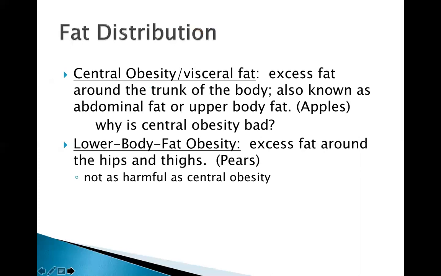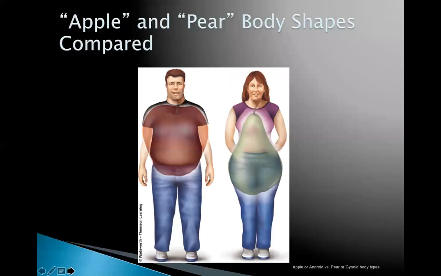Fat that's around the hips and thighs also can secrete hormones, but since there's no organs there, the hormones don't necessarily have as damaging an effect, and it seems to be less harmful. So pear-shaped fat accumulation is less harmful than apple-shaped fat accumulation, and this is independent of BMI. So you could see central adiposity or central fatness even in somebody who has a normal BMI. This is kind of the diagram showing the apple-shaped versus the pear-shaped. Apples are referred to as android shape and pears are referred to as gynoid shape.